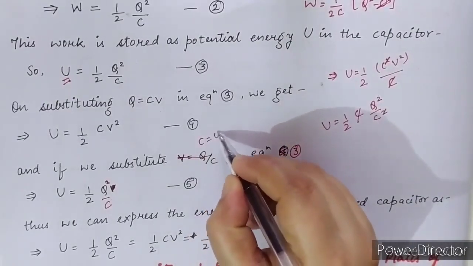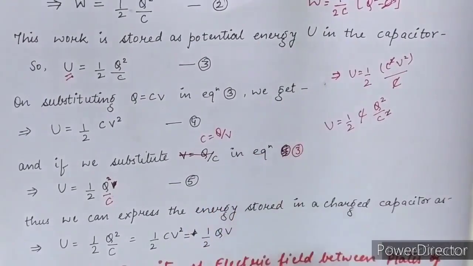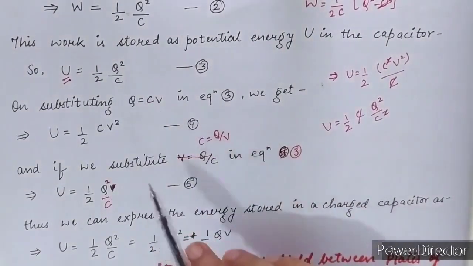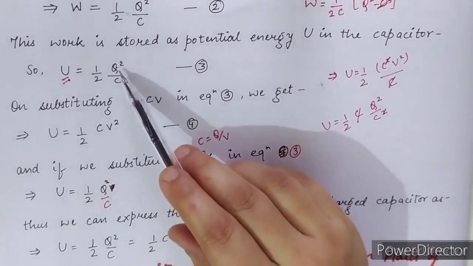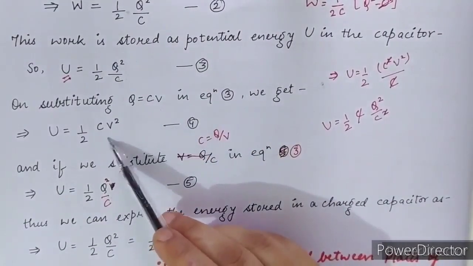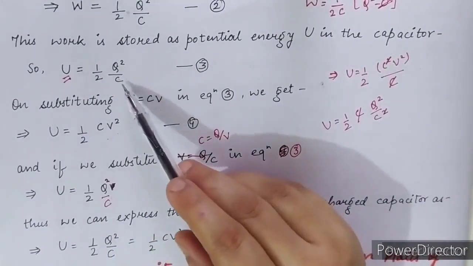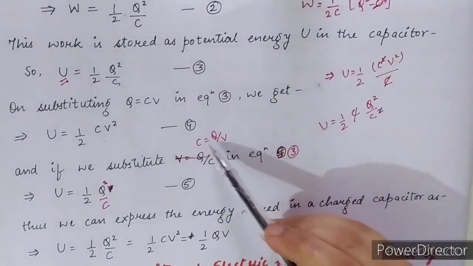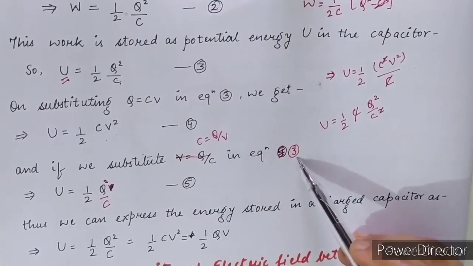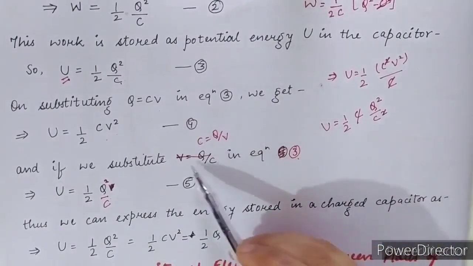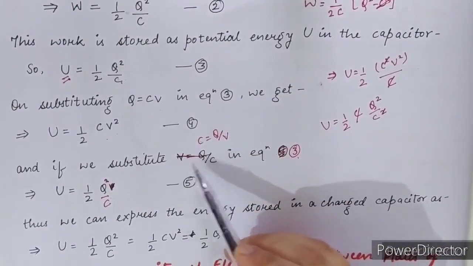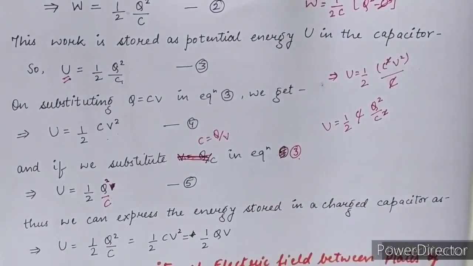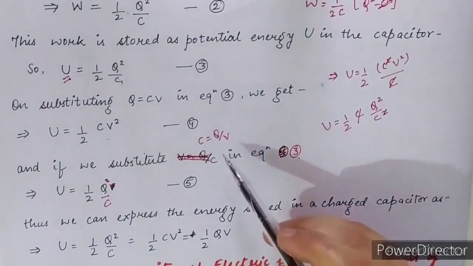C is equal to Q upon V in equation number 3. First we have put the value of Q, and we got this equation. Now we have to put the value of C, and then we get another equation. Here is some mistake, I have cancelled it out. So while you are writing, make sure you write this equation.